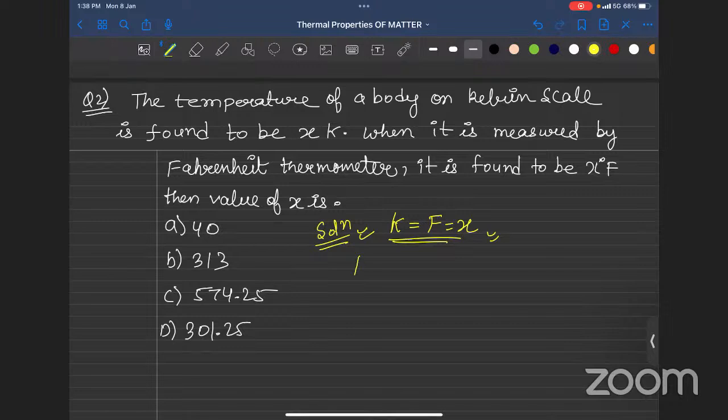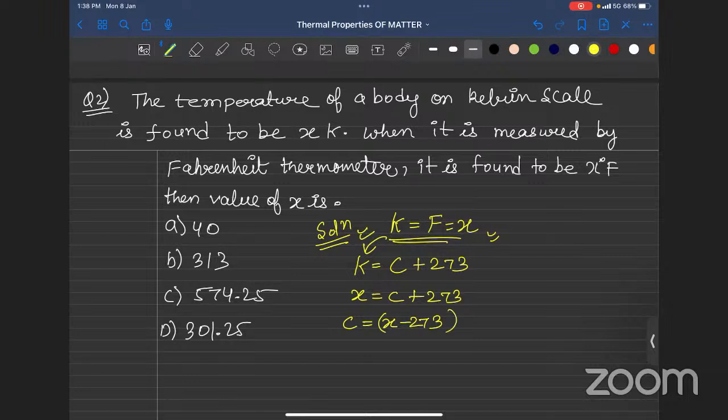We know this thing, Kelvin is equal to Celsius plus 273. So I can place this value here. X is equal to C plus 273. C is equal to what? C is X minus 273. Okay.